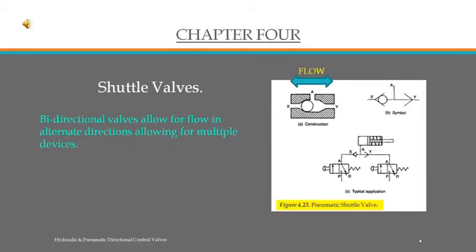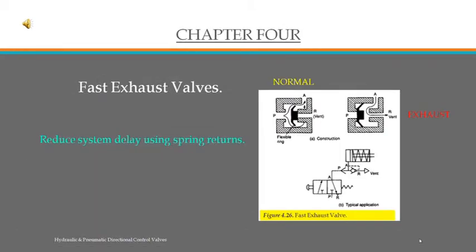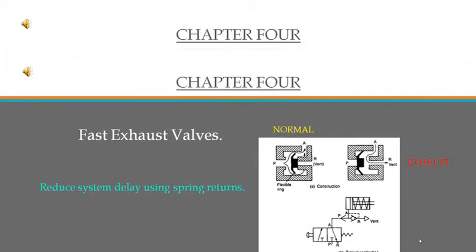Shuttle valves. Shuttle valves are like control check valves, but in fact they allow for bidirectional flow. This allows you to hook up multiple devices to a single pressure line. Fast exhaust valves. Fast exhaust valves use a flexible ring. They help to reduce system delay time.